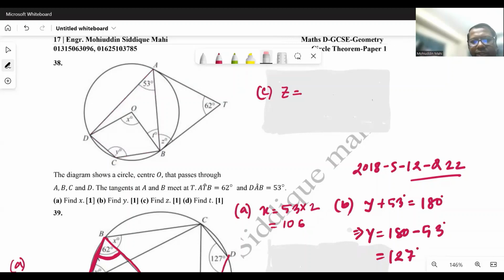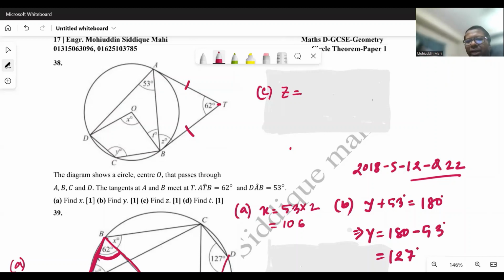So for solving question C, you need to know a theory. And what is that? From a single point outside of a circle, if you draw two tangents, the lengths of both tangents are going to be equal.